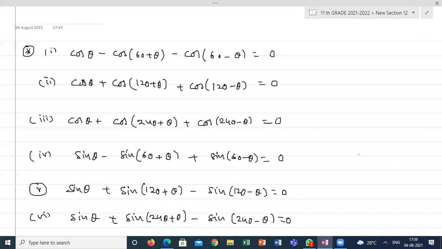After that, we have trigonometric equations. How to solve trigonometric equations, like your quadratic equations, like your simultaneous equations. If the equations are in the form of trigonometric ratios, how to solve them? Those things we can see in the next class. Shall I wind up the session, guys?